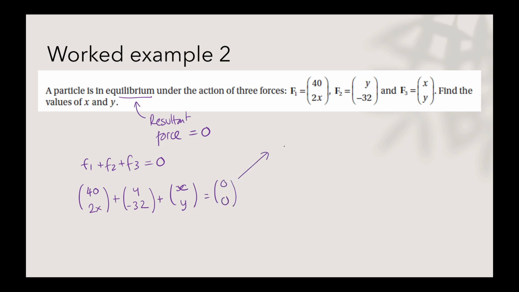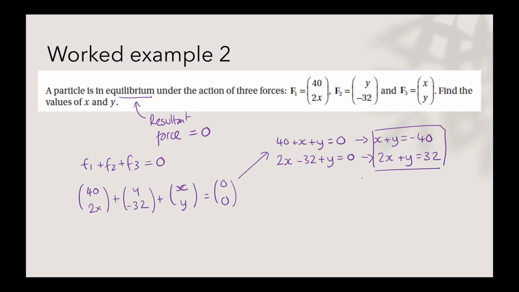Taking the top line, or the horizontal motion, we've got 40 plus x plus y equals 0, and we've got 2x minus 32 plus y equals 0. Now if I do a bit of rearranging, I get x plus y equals negative 40, and I've got 2x plus y equals 32. And now lo and behold, I've got two equations, two unknowns. So what do I need to use? Simultaneous equations, which you can enter on your calculator to solve, and I'm going to do just that.